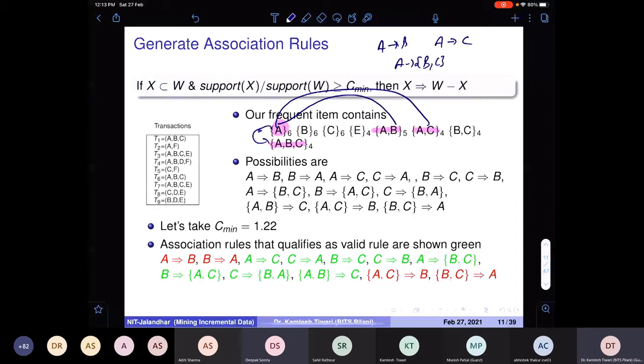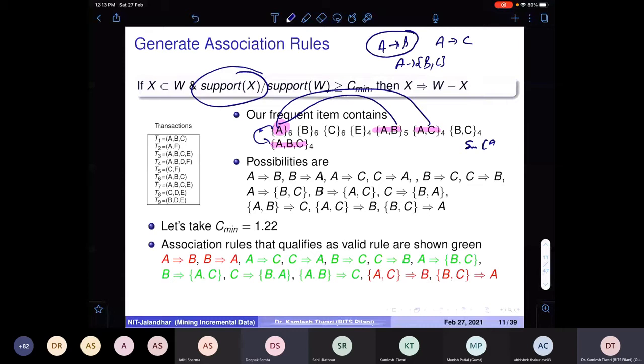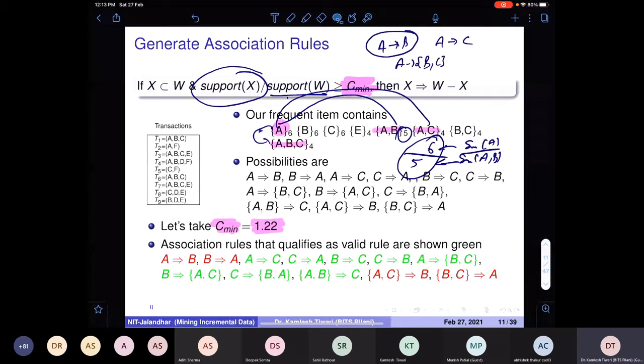To check whether they are right, I have to find out the support for X, that is, the support for A. To find out if this is going to qualify or not, I have to find the support for A, and divide by the support of A and B. Support for A and B is 5, as you know the value here is 5. Support for A is equal to 6, so the value comes out to be 6 by 5. Let's assume that this second value, that is Cmin, is also provided, and let's assume it is 1.22. So now you know how to go ahead with this.